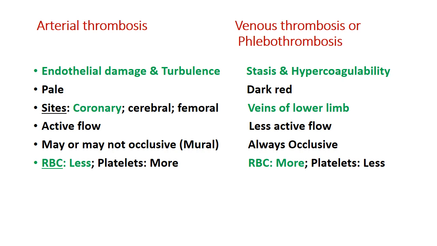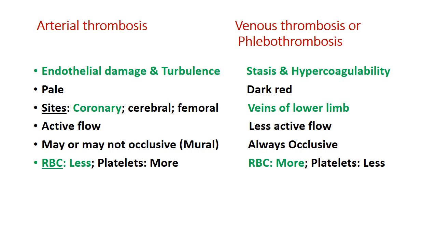And arterial thrombosis, as you know, arterial circulation is active flow. So arterial thrombosis is usually formed in active flow, and venous circulation is less active in nature. That's why venous thrombus is usually formed in less active flow. And arterial thrombus can be either occlusive or not occlusive. Like if the thrombus is formed in cardiac chambers or in great vessels, it may not be occlusive.